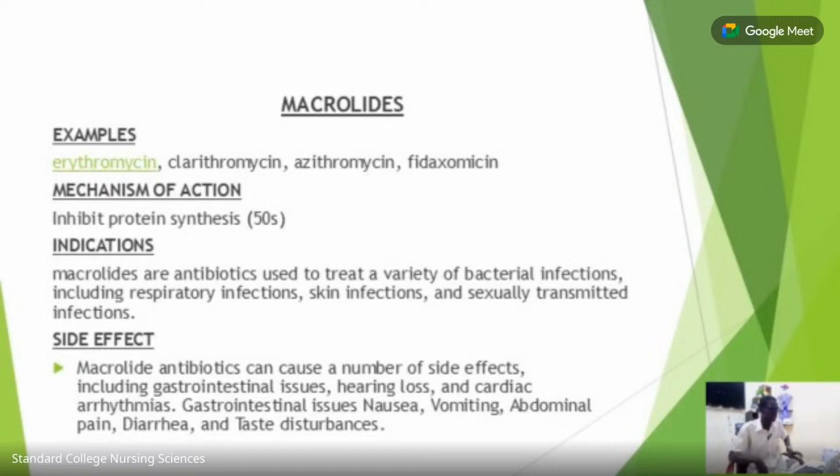Let me mention them again. We have sulfacetamide, sulfadimidine, sulfasalazine, and sulfametazole with trimethoprim. These are a combination of drugs that form sulfonamides. Then, what are the general indications for sulfonamides? Meaning the reasons why you give or administer sulfonamides.